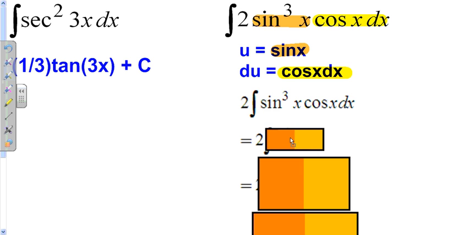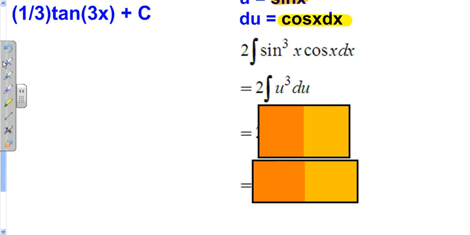cosine dx, which is really a 2. Instead of sine, we're going to go u, because u is sine cubed. And then our du instead of the cosine dx. Now all we have to do is increase our exponent by 1.